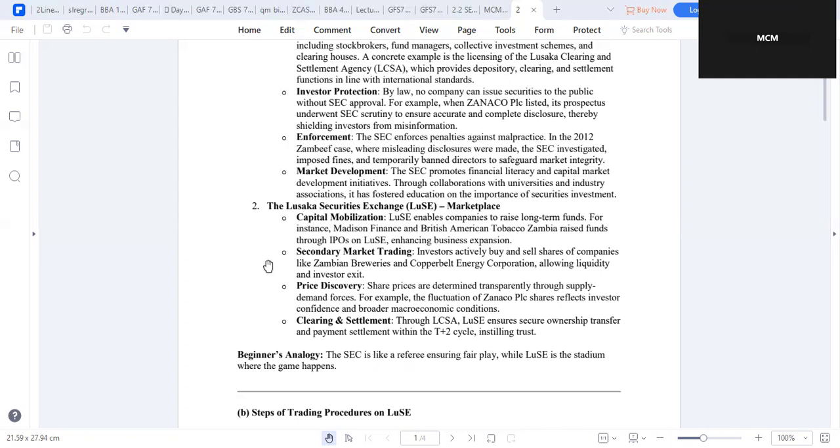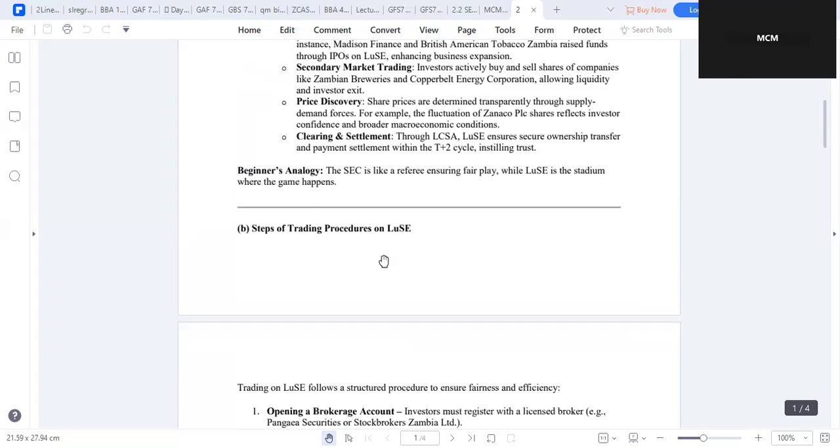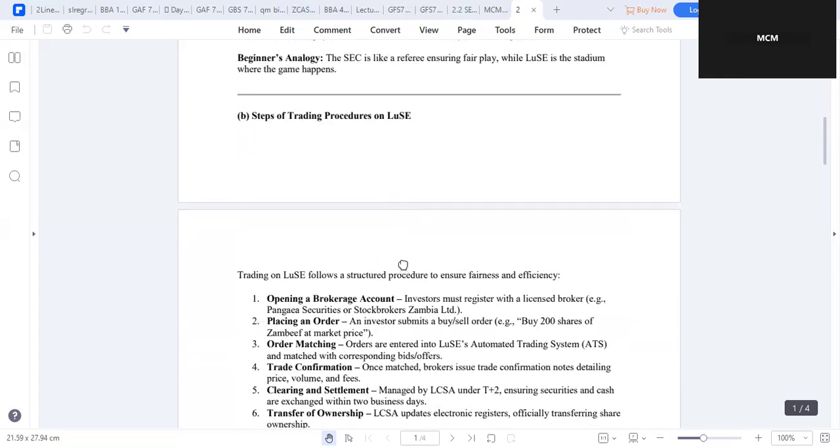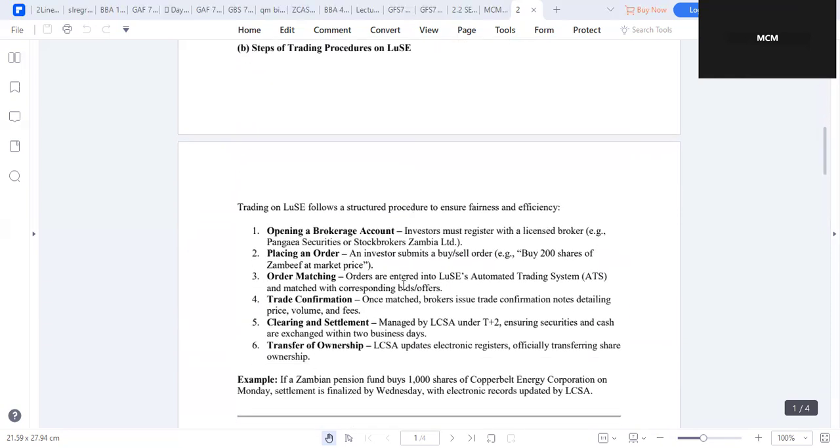So in a nutshell, you need to understand that SEC is like a referee who wants to ensure that there's fair play, whereas LuSE is a stadium where the game will happen. So, part B, what are some of the steps and procedures on LuSE? Trading will follow certain standard procedures of fairness and efficiency.